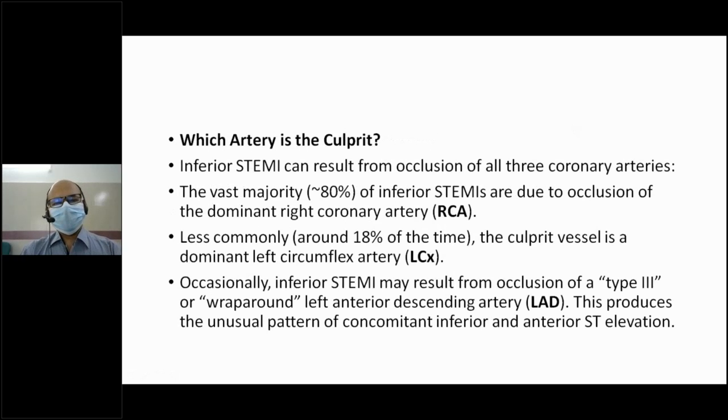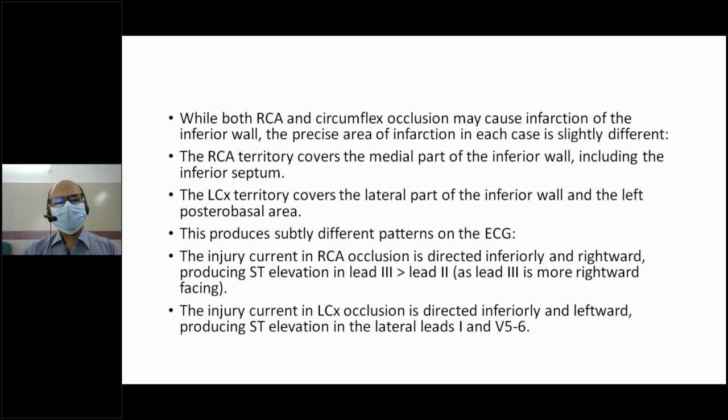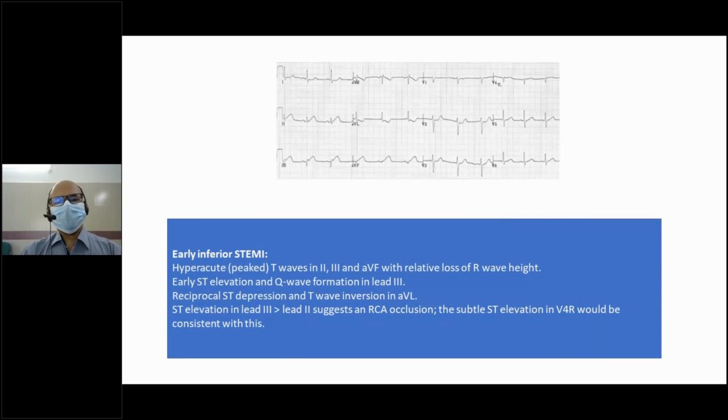The artery is already mentioned, RCA, so this is not for you. This is the inferior myocardial infarction early phase. This is an image of the features and ST segment elevation. This patient has ST elevation in 2, 3, aVF, and also pathological Q waves. Hyperacute T waves in 2, 3, aVF, with loss of R height, and earliest elevation and Q formation in 3, and reciprocal ST depression and T wave inversion in aVL.